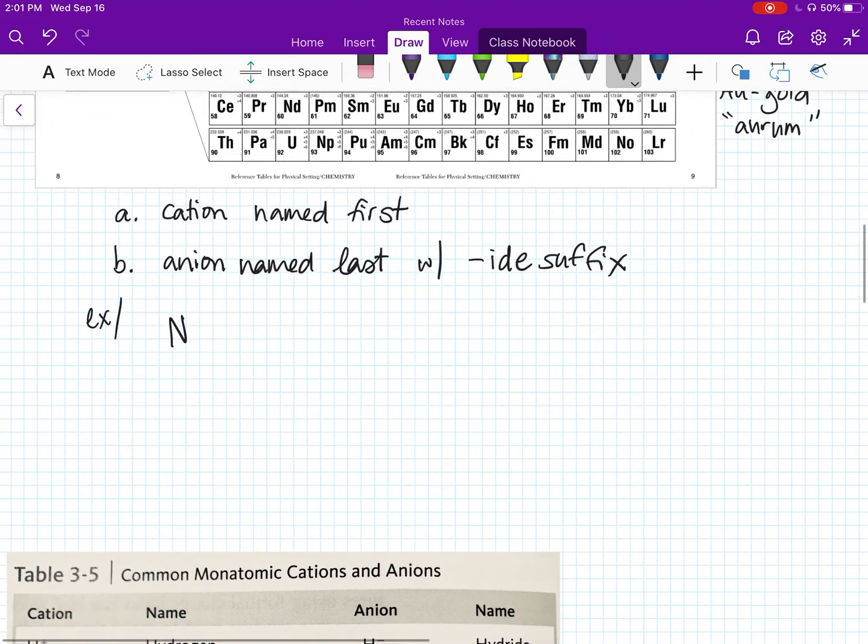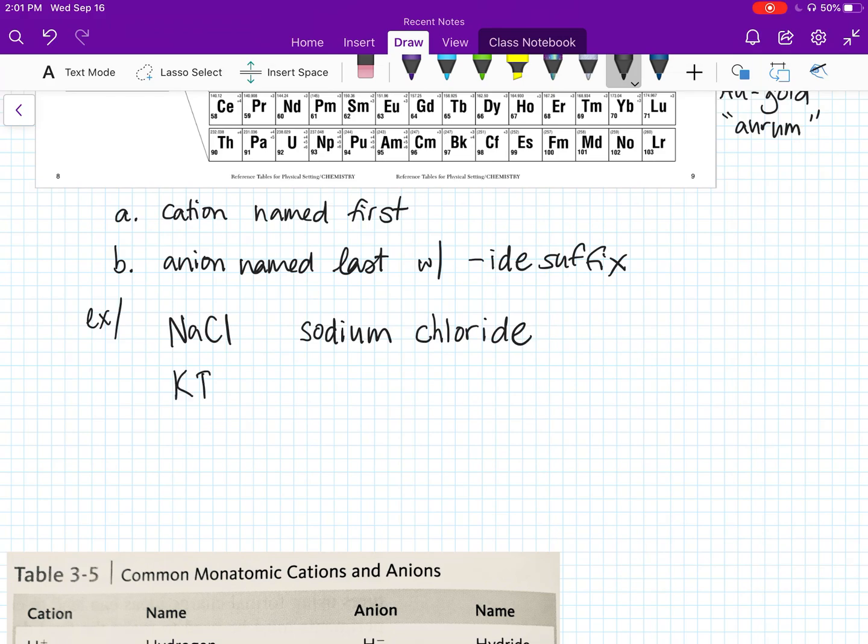You already know some examples. NaCl is a famous one. So you just name the Na, which is sodium, and then Cl is chlorine, but you change the ending. So instead of chlorine, you make it into chloride. Let me give you another example. KBr, another binary ionic compound. K is potassium, so we simply name the cation. And Br is bromine, but again, we change the ending, so it's bromide.